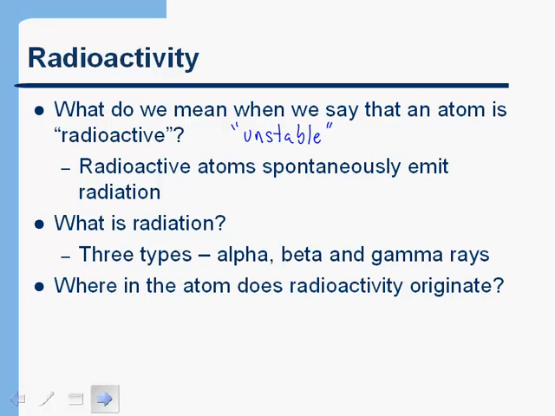In terms of where radioactivity originates inside the atom, it turns out that radioactivity originates in the nucleus of the atom. So it doesn't involve the electrons surrounding the atom. It all occurs, or radioactivity is all created, in the nucleus.